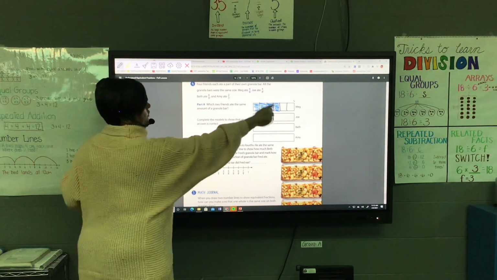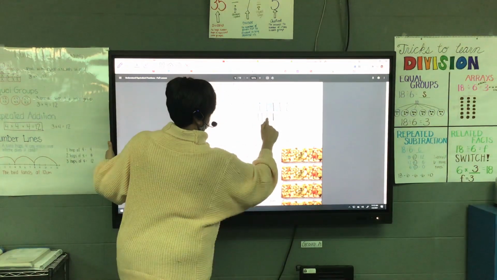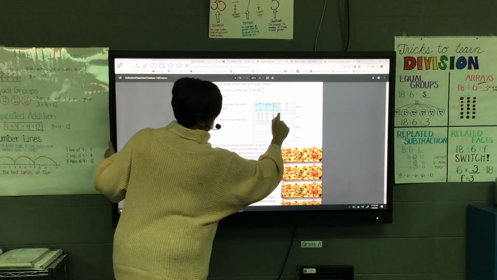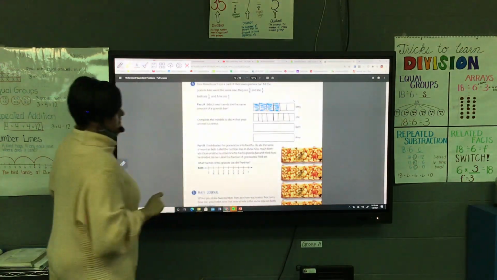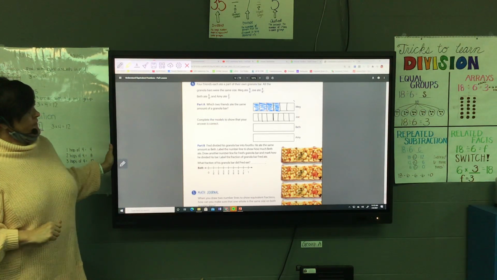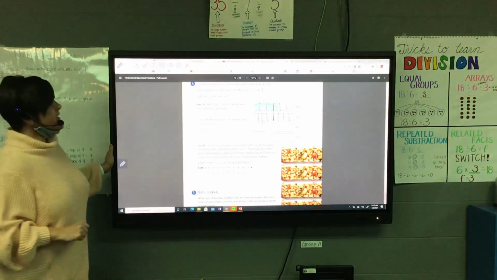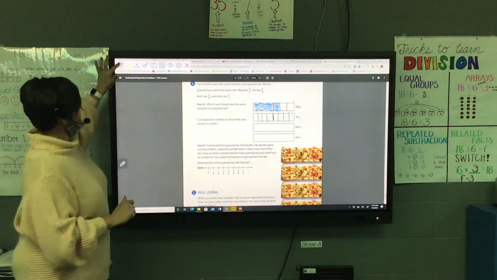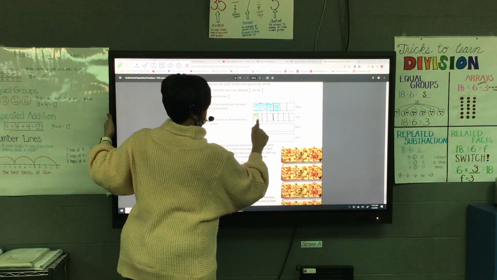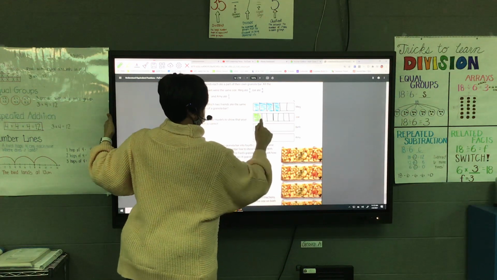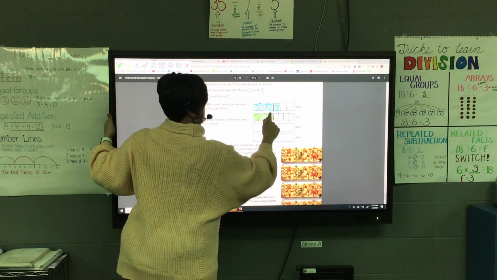So that would be our 4th mark. So we're going to have to go 1, 2, 3, 4, 5, 6, 7, 8. Do you have 8 relatively equal parts? Yes. How many of those 8 did Joe eat? 4. He ate 4 of them. So 1, 2, 3, and 4.